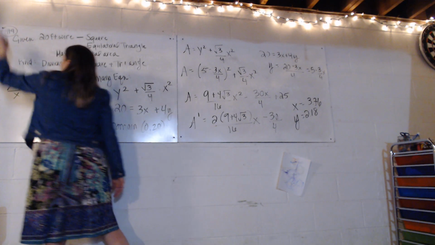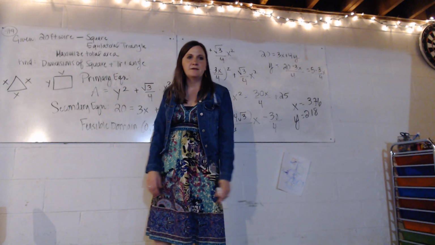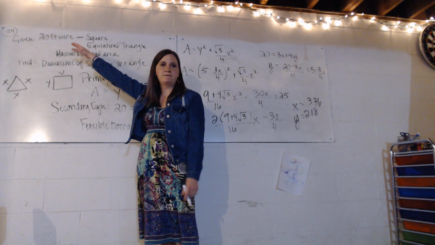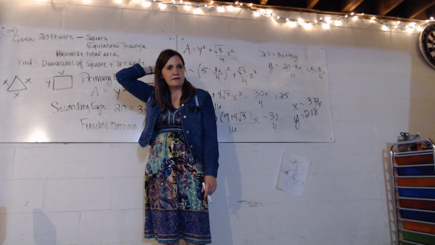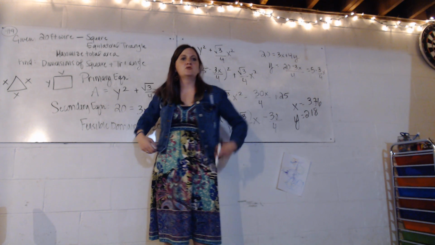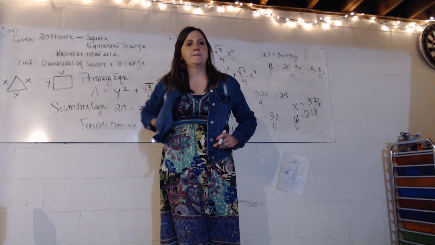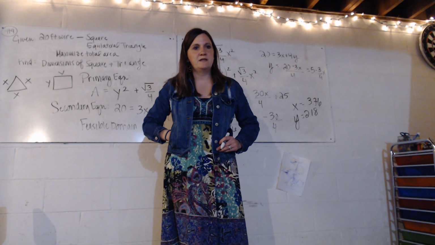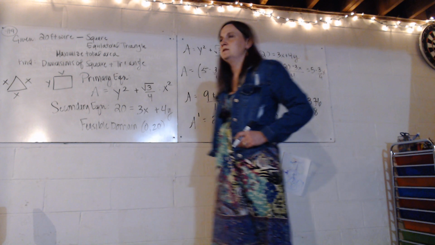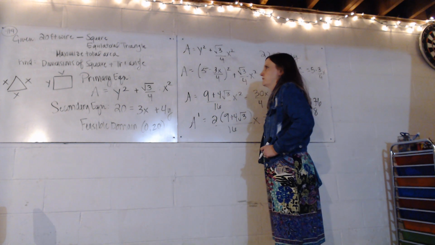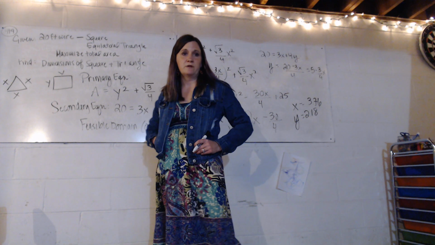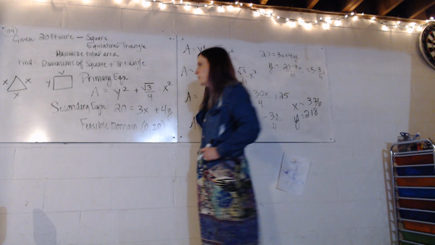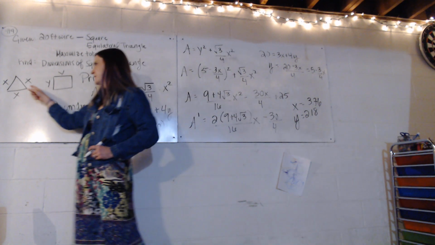Problem number 4 said that you were given 20 feet of wire, and you are going to use that 20 feet of wire to make two shapes in a way that will maximize the total area of those two shapes. This is going to be a square and an equilateral triangle. I'm a more visual person, so I drew this out for myself.